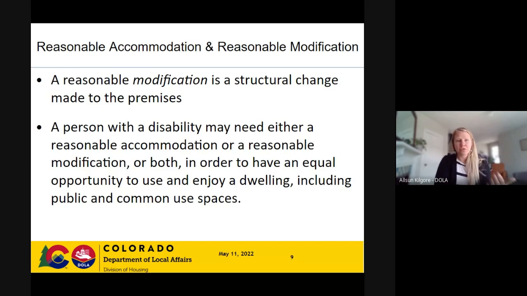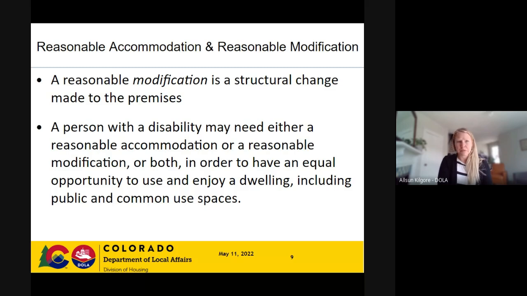And some of you on the call may have newer properties in your portfolio where you have units that are ADA accessible or UFAS or designated as mobility impaired accessible. And you may put somebody into that unit and they may still need a reasonable accommodation because everybody's disability is a little bit different. So even if they're in a unit that's already designated as such, they still have the right to request additional modifications to it.